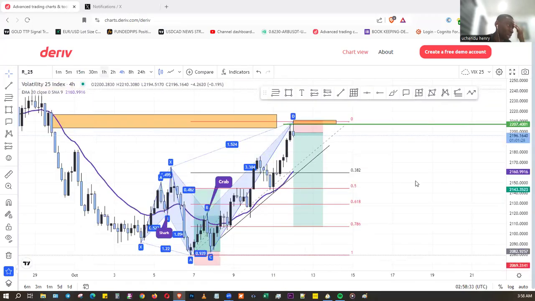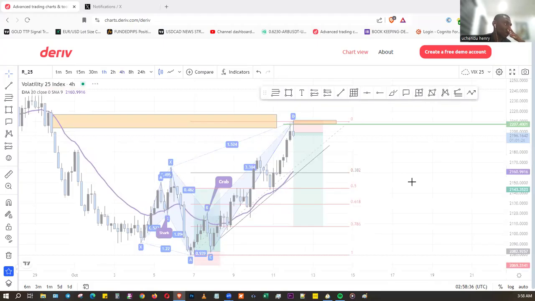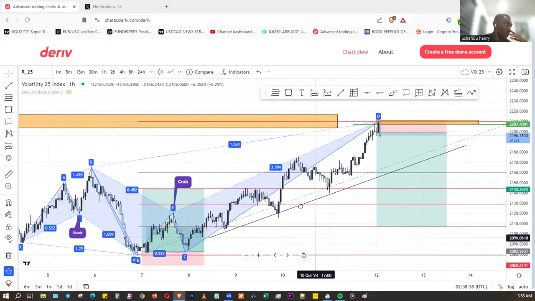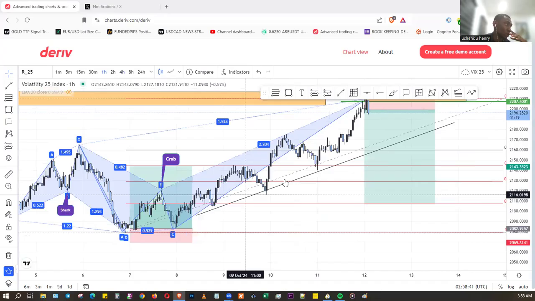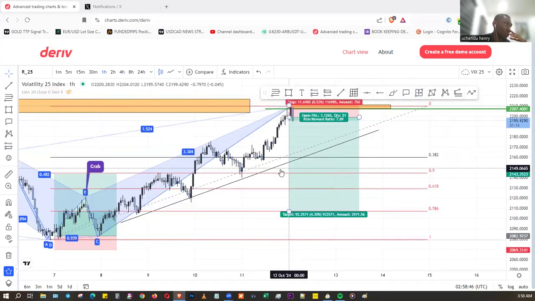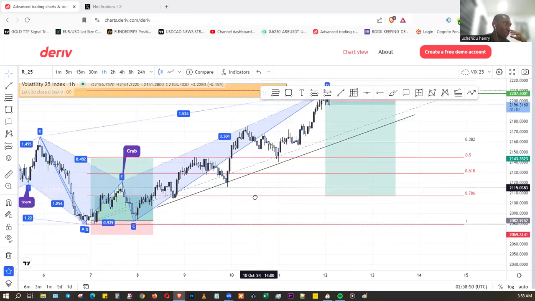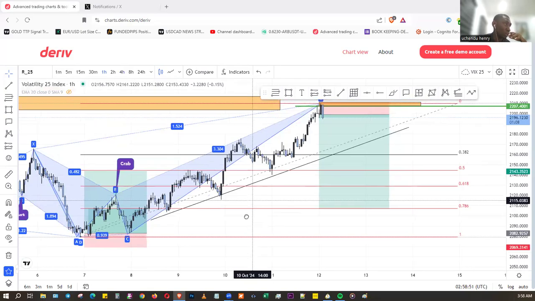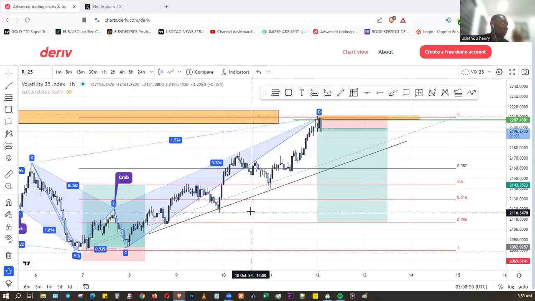If you come to the 1 hour time frame, you can see that this support trend line is actually holding, and that's around 0.5 and 0.382. So it's a solid setup. Let's see how far we go on this.